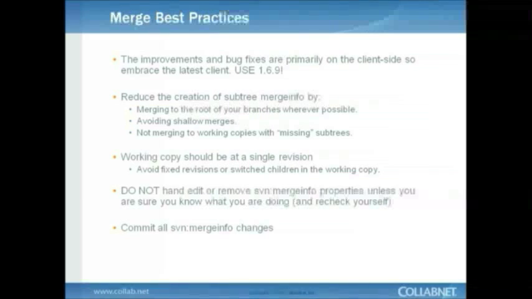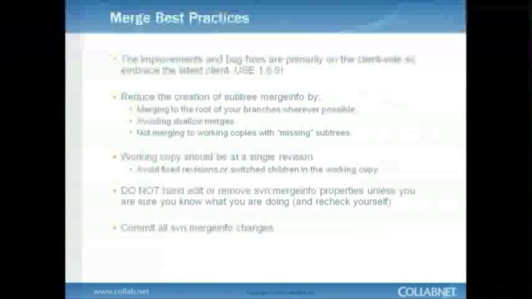Second, Paul's made the point that the vast majority of the pain felt with merging and merge tracking comes from subtree merges. You can reduce this pain by reducing the situations in which such data is created. First, don't do subtree merges unless you really, really need to. Instead, look to merge from the top of the branch. If the only things you change are deeper in the tree, that's not an issue, so merge as high in the structure as possible whenever possible.